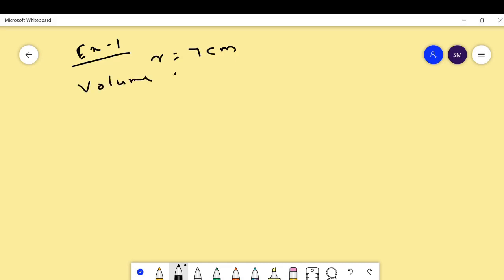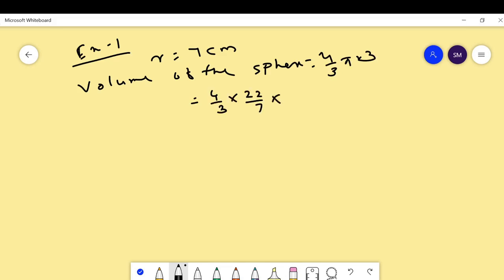Volume of the sphere is equal to 4 by 3 pi r cube, which is equal to 4 by 3 into pi 22 upon 7 into 7 into 7 into 7, which by multiplying we get 1437.33 cubic centimeter. Okay. Then do another example.